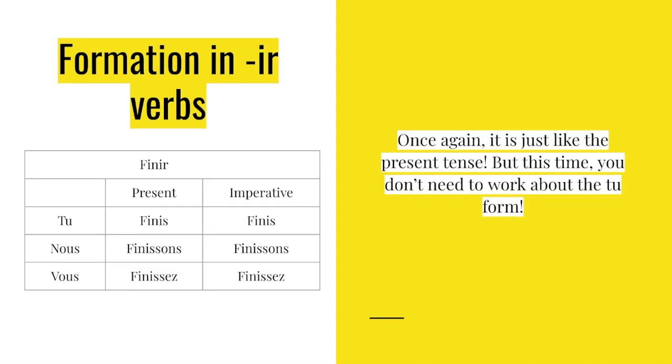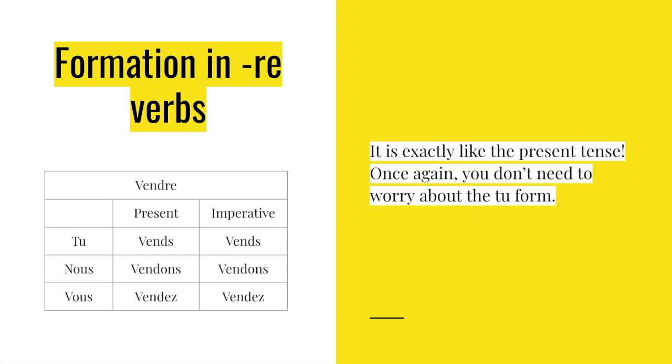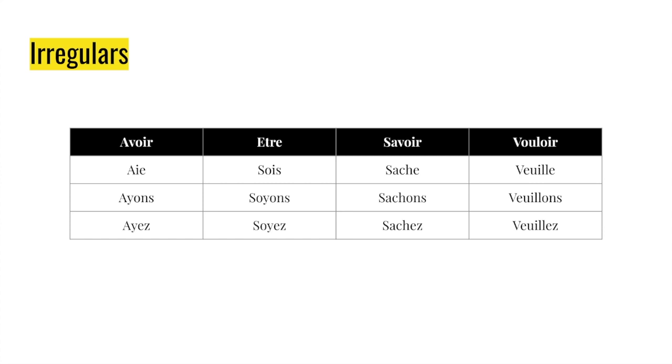IR verbs are just like the present tense, with no dropping letters or anything. It's very straightforward. RE verbs are also very straightforward, with no dropping letters as well. There are some irregulars. Here are the common ones.